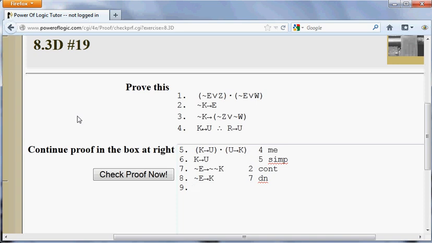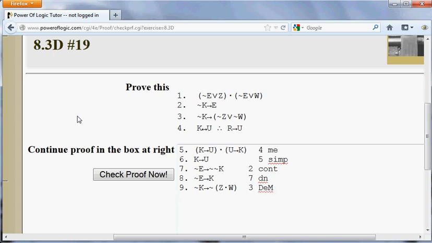I'm going to do roughly the same thing on premise 3, except on premise 3 what I'm going to do first is use De Morgan's on the consequent. So not Z or not W becomes not Z and W. Okay, so that's actually De Morgan's. Again, I'm using an equivalence rule of De Morgan's here on line 3.